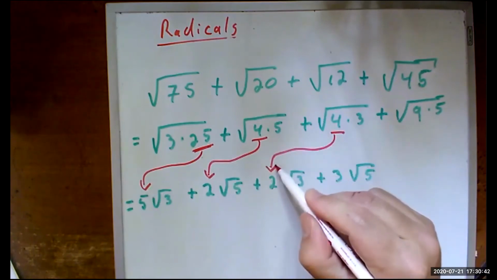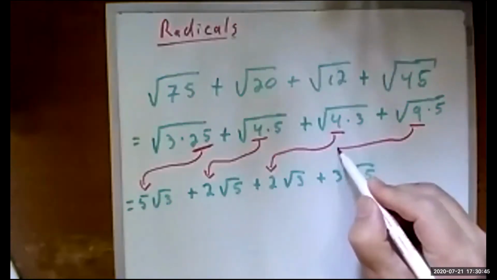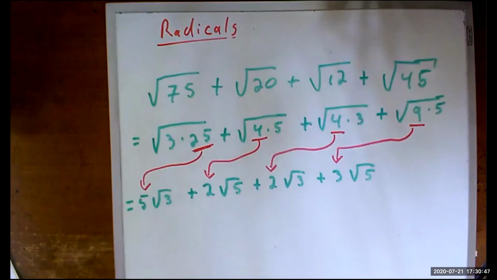So just to be clear, square root of 25 becomes 5. Square root of 4 becomes 2. Square root of 4 becomes 2. And the square root of 9 becomes 3.